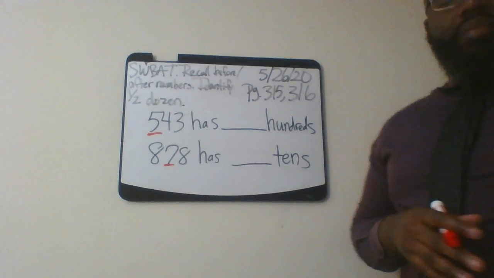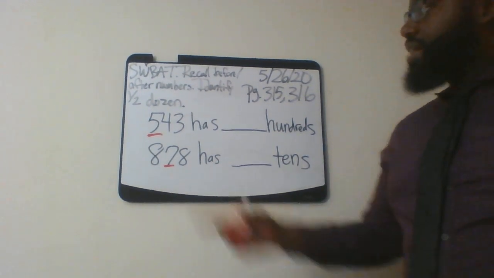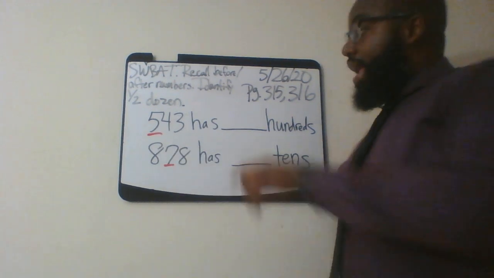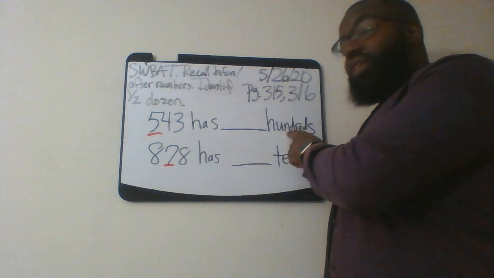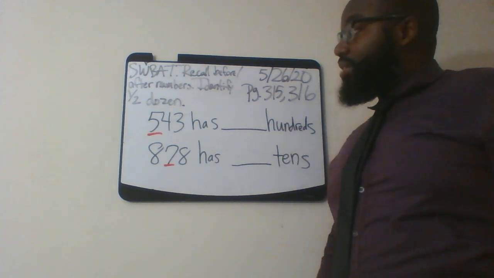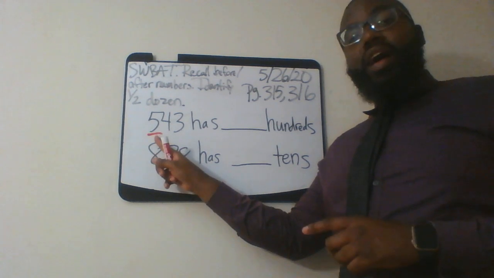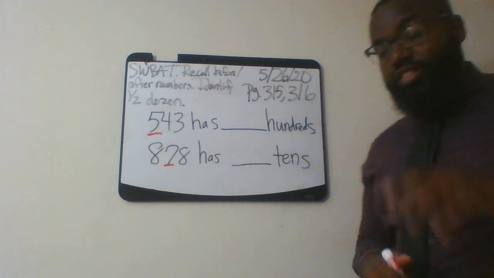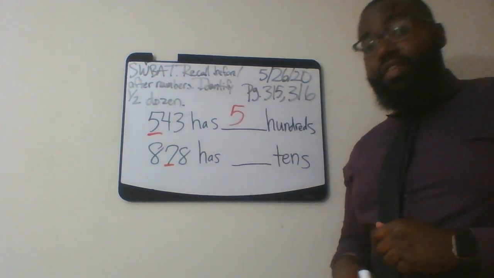Now, let's take a look at number one. Number one wants us to write the correct answer. So notice it asks us, 543 has how many hundreds? From right there, it tells us we're looking for the number in the hundreds place. As we can see, ones, tens, hundreds. I underline the five because five is in the hundreds place. So 543 has five hundreds.